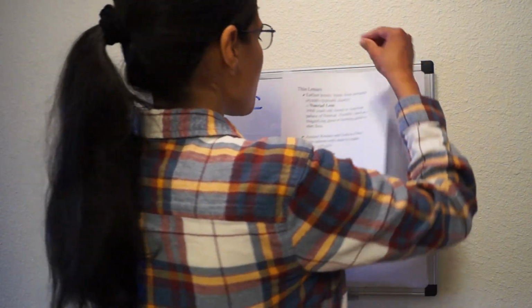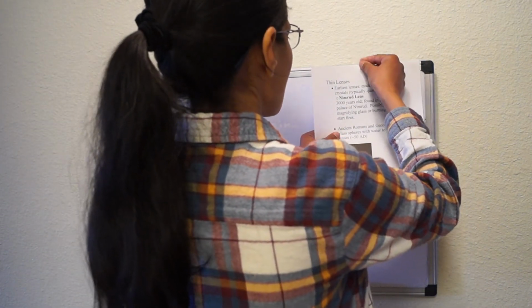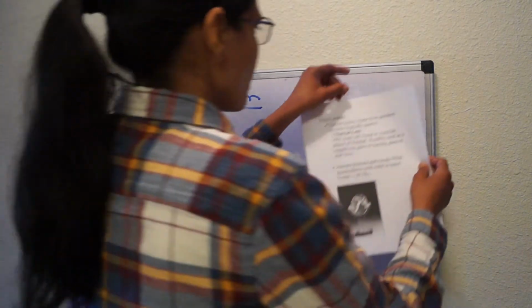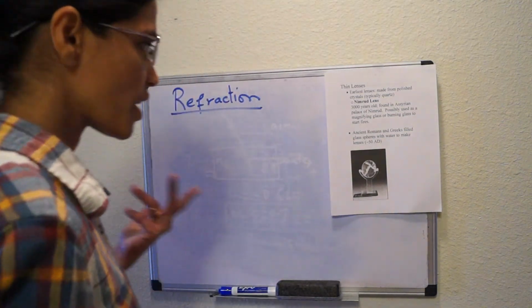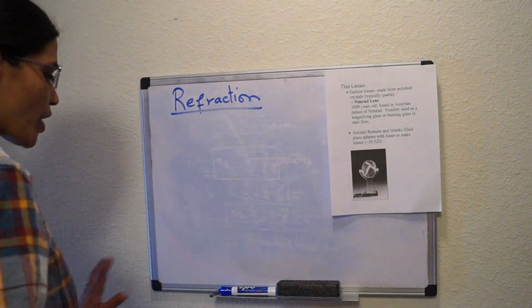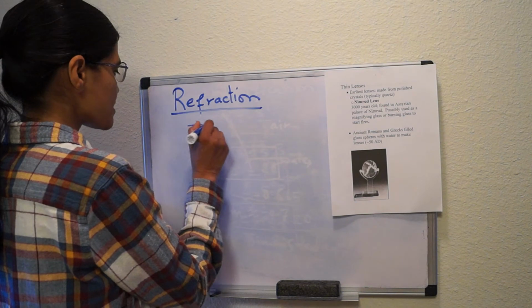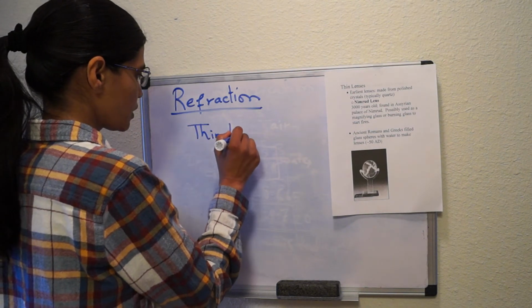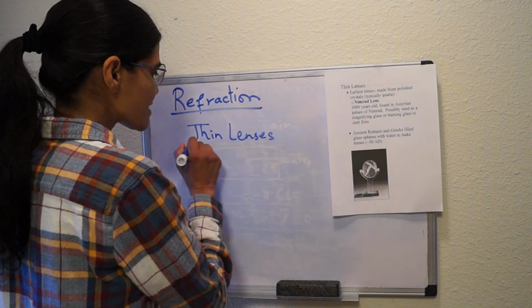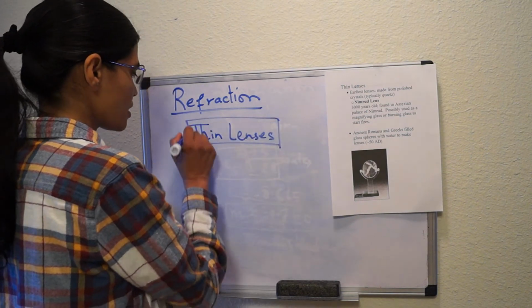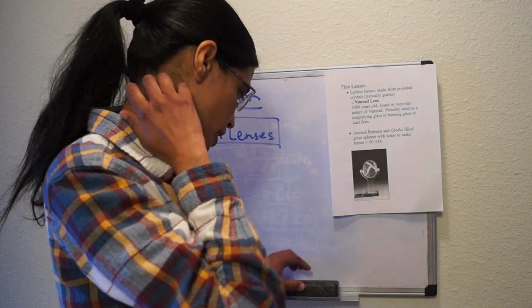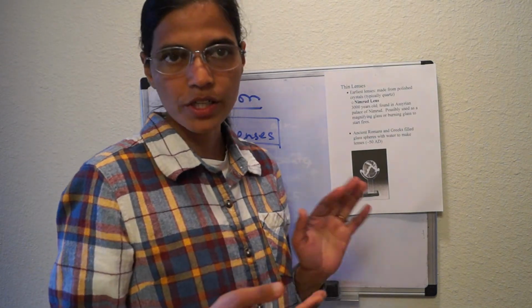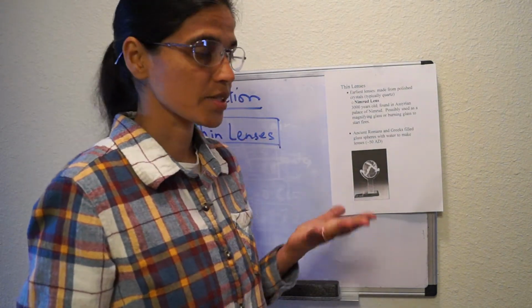Okay guys, so earlier we talked about the mirror. Mirrors have a polished surface, right? Now we are going to talk about thin lenses. Lenses are transparent, or semi-transparent. Unlike the mirror, where the surface is polished, lenses are transparent.